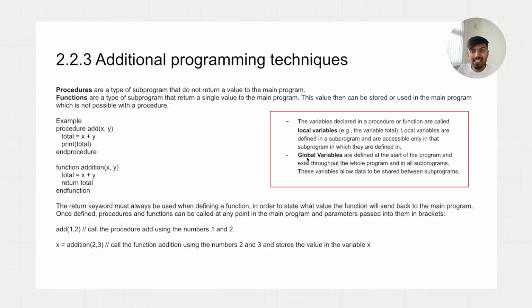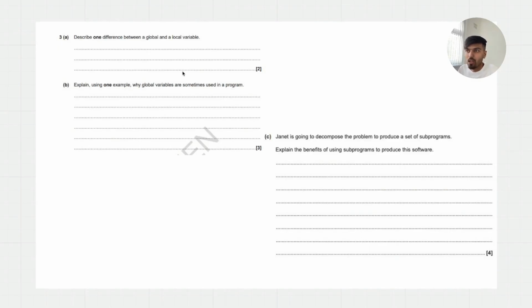A global variable such as username is accessible globally, which basically means it exists throughout the whole program, and other subprograms can change the value as well. So one difference between global and local: global variables are accessible throughout the whole program. Local variables are only accessible in the subprogram they are defined in. Explain using one example why global variables are sometimes used. Global variables are sometimes used when other parts of the program need access to that variable. It is the same value irrespective of the place where it's accessed.